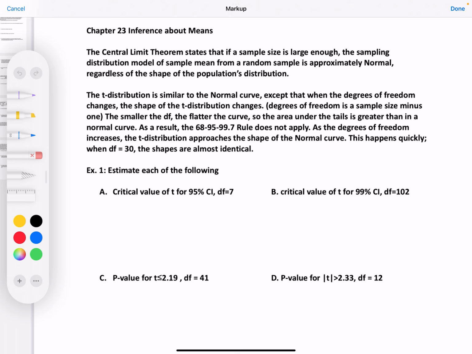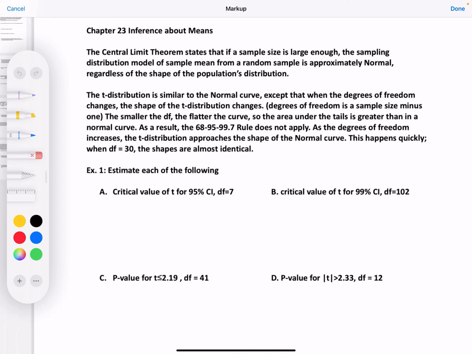As a result, the 68, 95, 99.7 rule does not apply. As the degrees of freedom increases, the t-distribution approaches the shape of the normal curve. This happens quickly. When the degrees of freedom equals 30, the shapes are almost identical. So, we are going to estimate the following.